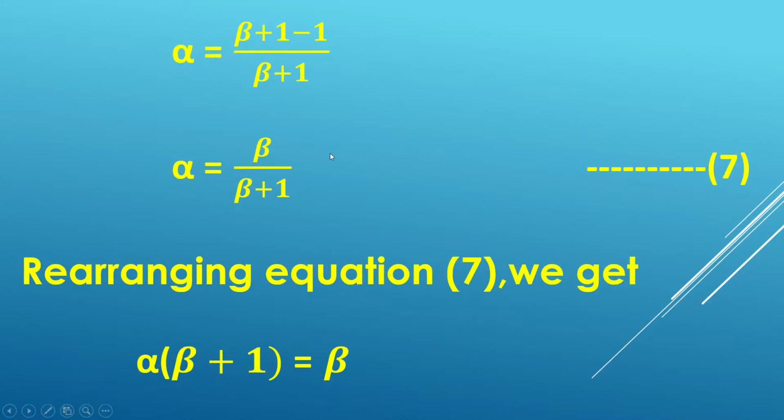So now we have got some relationship between the common base current gain and common emitter current gain. That is our equation number 7. Now rearrange the terms. What do you get? Alpha into beta plus 1 equal to beta. That's what you will get if you just rearrange this equation number 7.